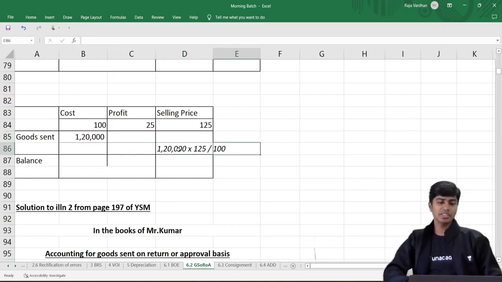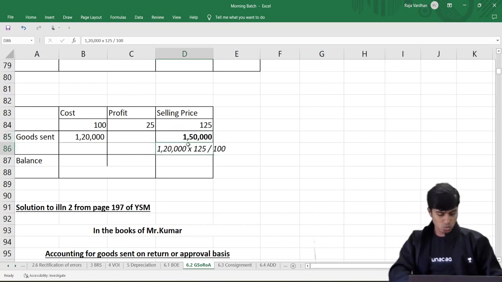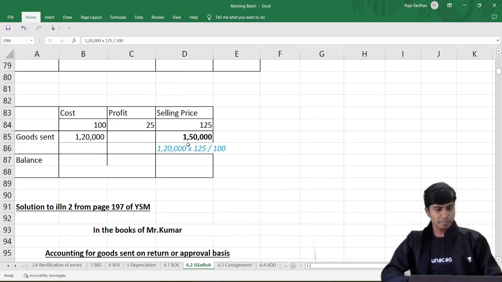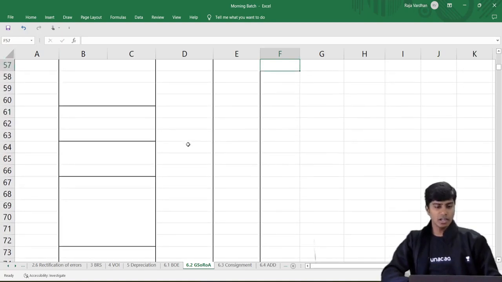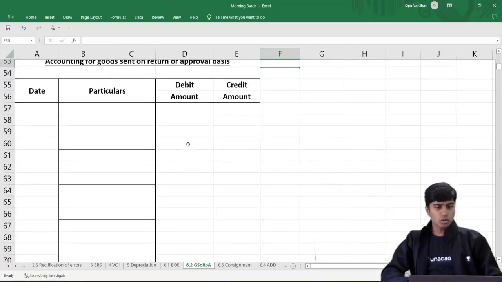How much would you get? 1,20,000 into 125 divided by 100, that is 1,50,000. 1,50,000 is the selling price of goods sent, for which we would have to write the sales entry on what date? 10th of February.